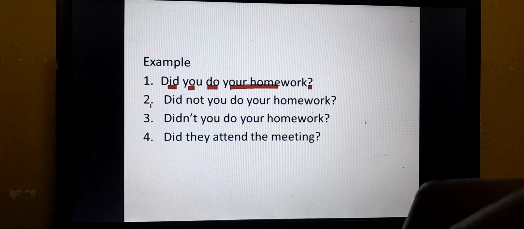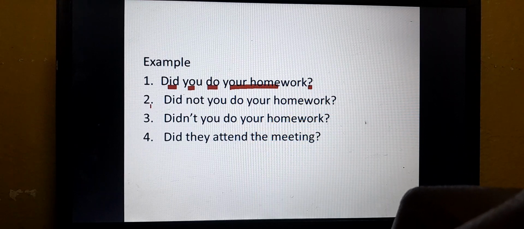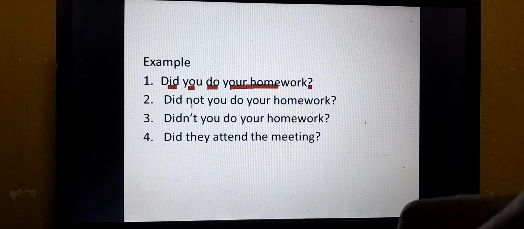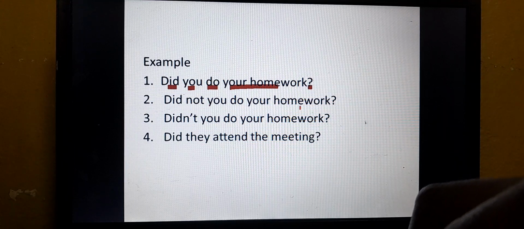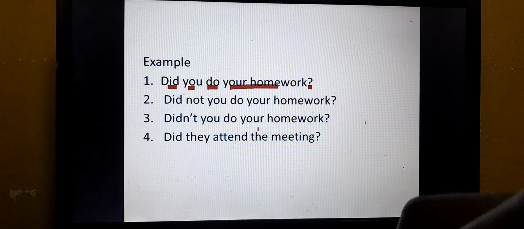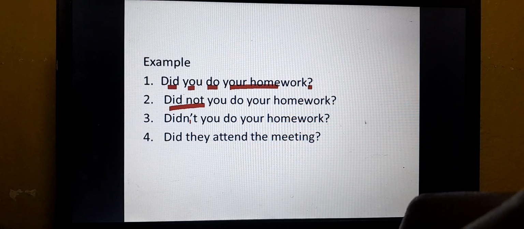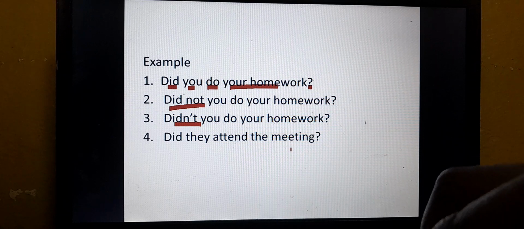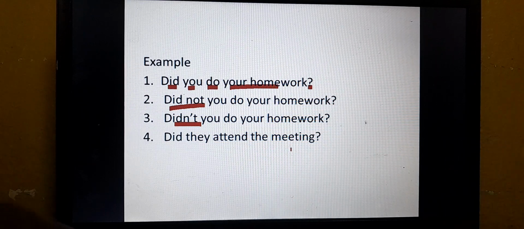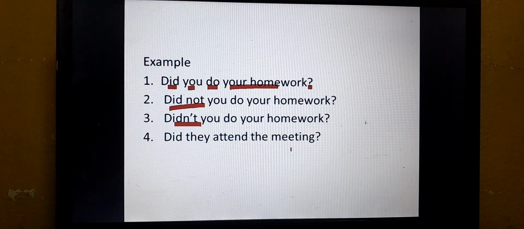And example 2: did not you do your homework? Didn't you do your homework? This is the full form, and this is the contracted form. Did they attend the meeting? So these are questions, and they are based on simple past.